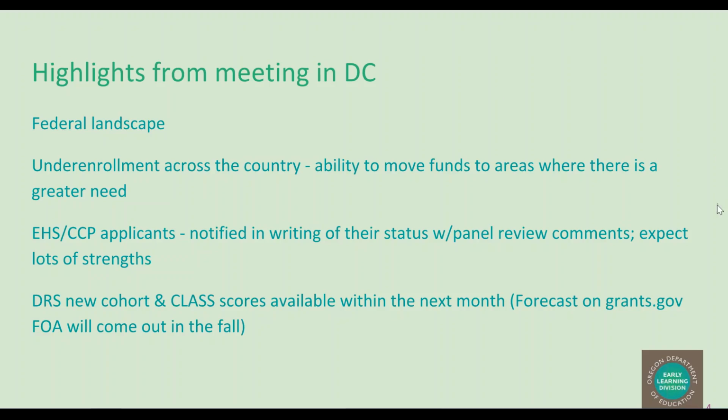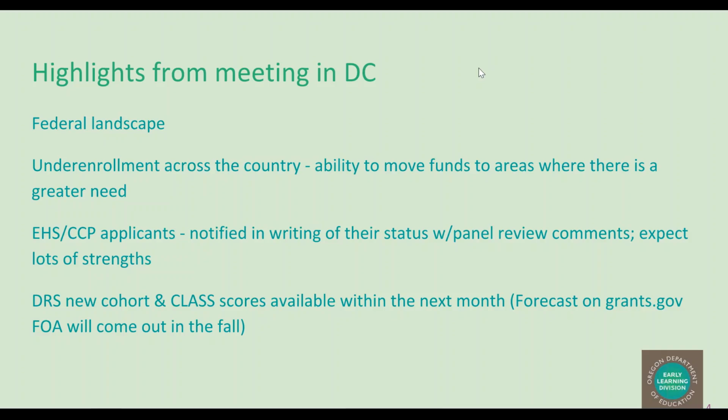They did state that everyone who had applied would receive notification in writing of their status. So if you put in one of those applications, you will be finding out officially your status. They also plan to send out the panel review comments so people can have a better understanding of what their strengths were and what some of the potential challenges were with those applications. Because there were so many of them, they were very clear that you should expect a lot of strengths. So if you get back a response letting you know that you were not selected in this round, it might be very confusing because you have glowing comments in the feedback you're receiving.